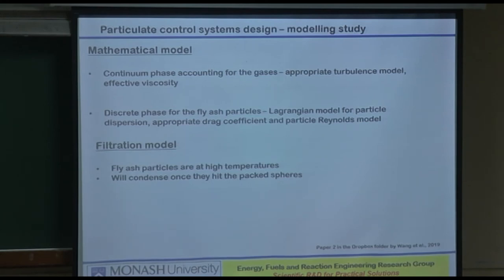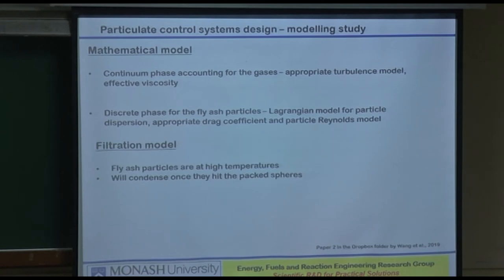So let me go one step back. What filtration means is the filtering out the particles, fly ash particles, from the gas in the bed, as if the bed is mimicking the metal filters or the candle filters, and then that way they are filtering out the particles.